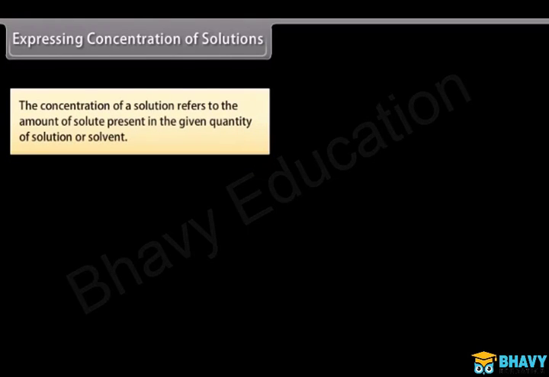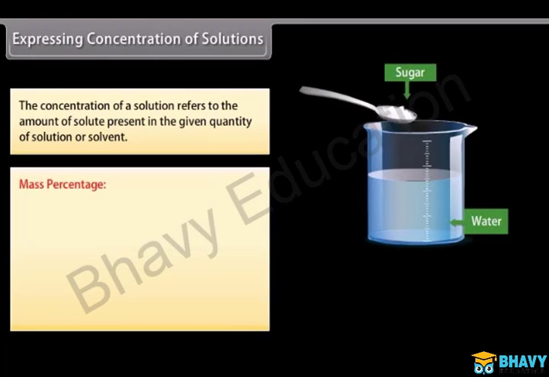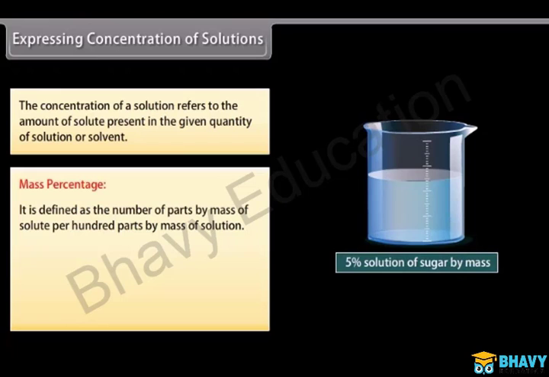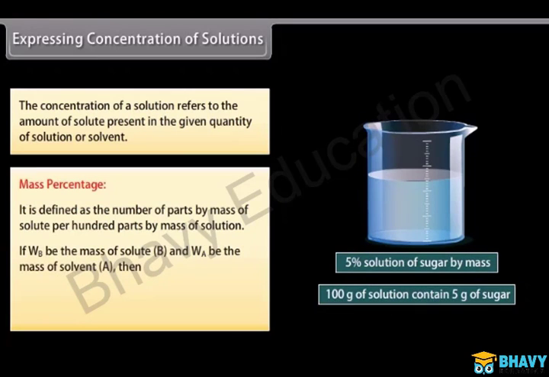Expressing concentration of solutions. The concentration of a solution refers to the amount of solute present in the given quantity of solution or solvent. Mass percentage. It is defined as the number of parts by mass of solute per 100 parts by mass of solution. If Wb be the mass of solute B and Wa be the mass of solvent A, then mass percentage of B is equal to Wb/(Wa + Wb) multiplied by 100.